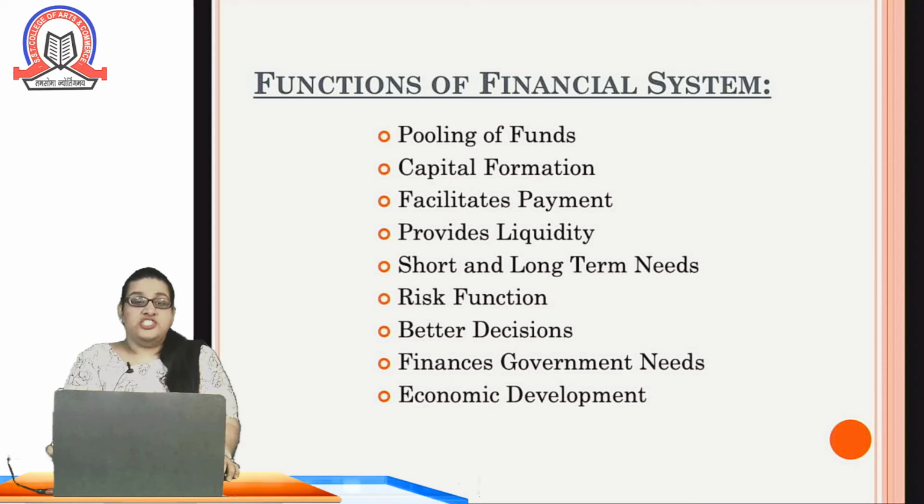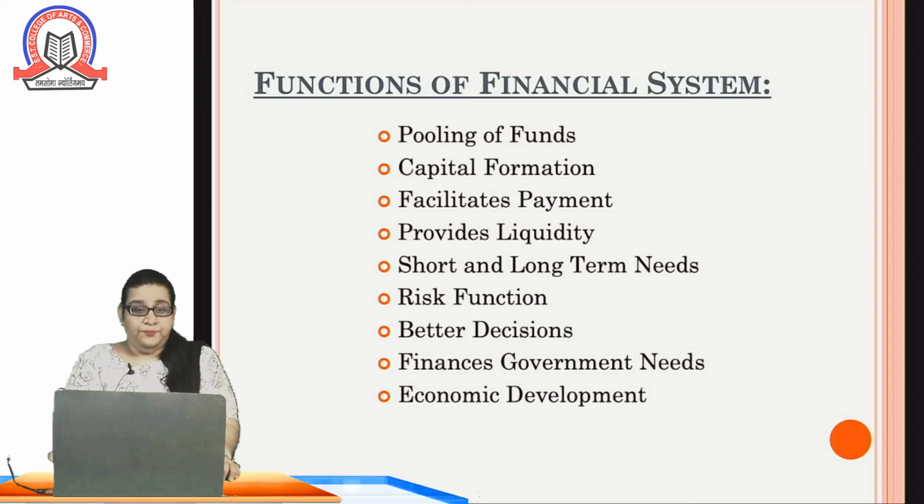Then next is short term and long term needs. It fulfills both our short term and long term needs. The financial system provides short term instruments in which we can invest our money for less than 1 year, for example 3 months, 6 months, and it also fulfills our long term needs. We can invest in long term instruments like more than 1 year, 3 years, 5 years. We can invest in FDs, fixed deposits. So we can invest according to our needs.